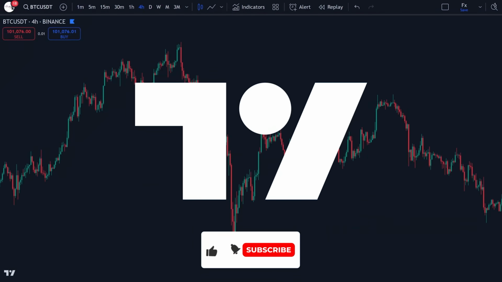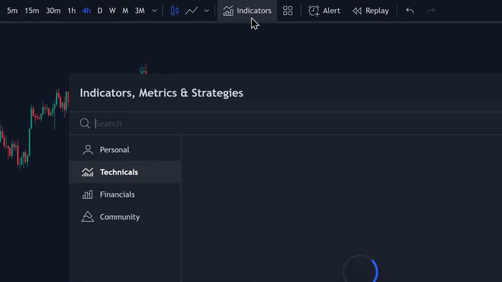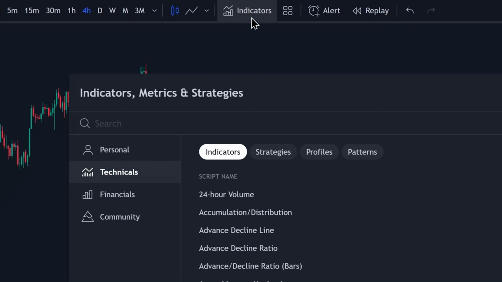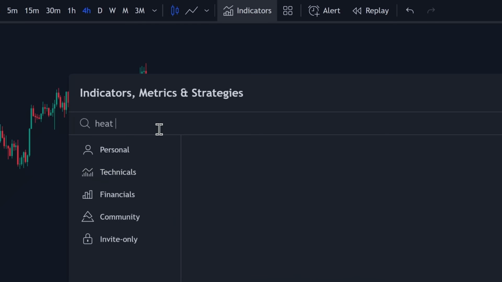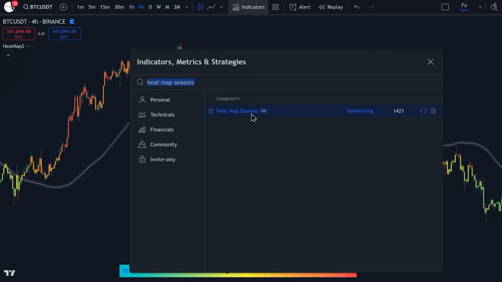To add it to your TradingView chart, click on Indicators at the top of TradingView. Search for Heat Map Seasons. Select it, and it will appear on your chart. And that's it. You're all set to start using the Heat Map Seasons indicator.